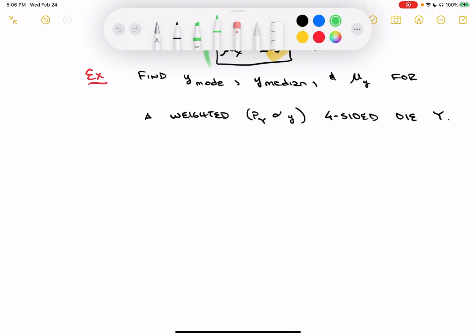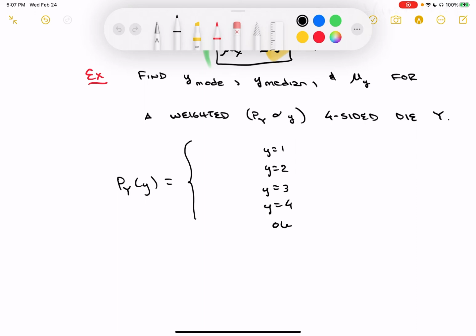Let's do the same exercise for a slight modification. Let's do this one for a different kind of die, which we'll call Y, also 4-sided, but weighted so that the probability is proportional to Y. We had already taken a look at this kind of situation in one of our previous ones. So for the probability of Y, we have 4 values: Y equaling 1, 2, 3, 4, and otherwise, which is going to be 0.